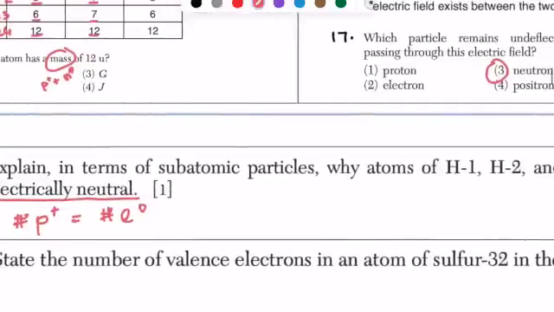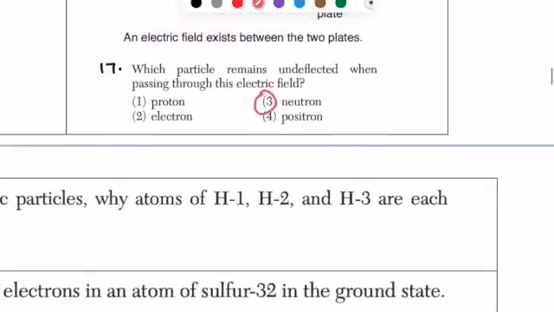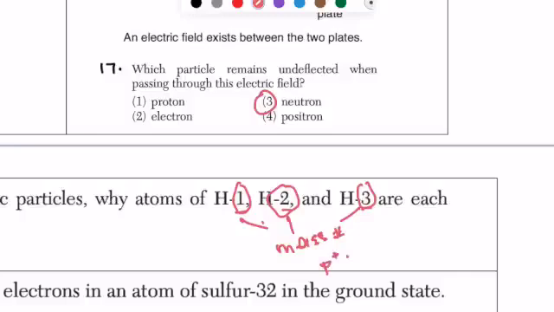Someone might say, well, how do we know that the number of protons is equal in all 3 of them when we see a different number written next to hydrogen? Because remember that this number written with the symbol of the element is the mass number. And mass number is the number of protons plus the number of neutrons. Mass number has nothing to do with electrons.